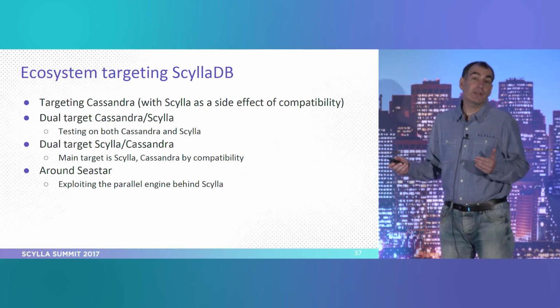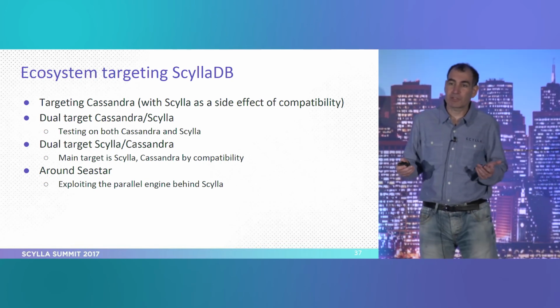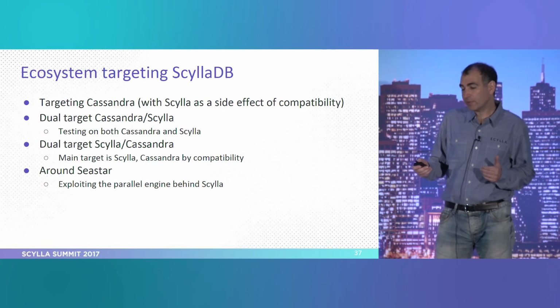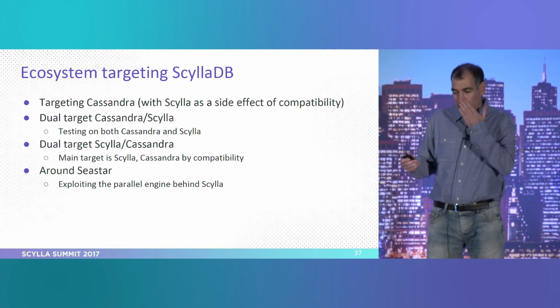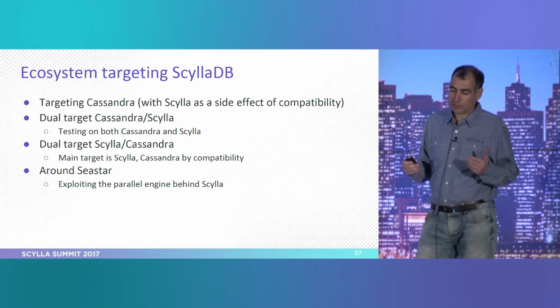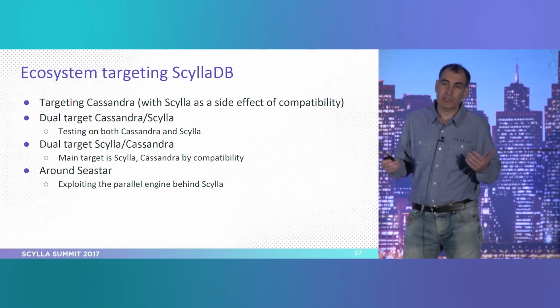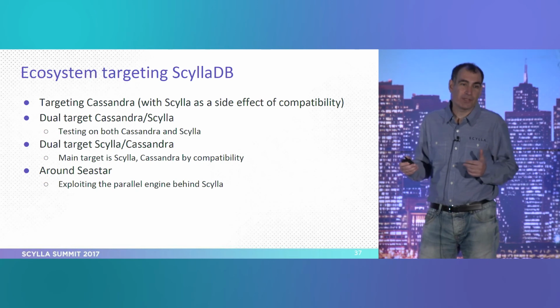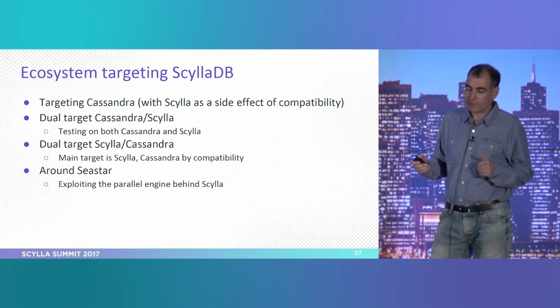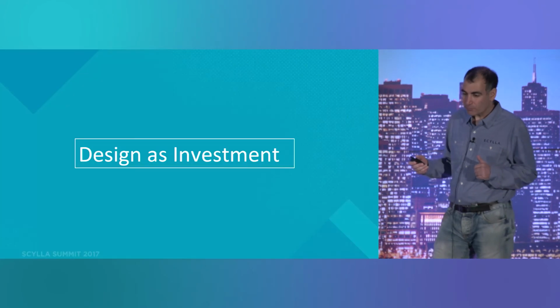We're also seeing projects that start by targeting Scylla and only have Cassandra as a side effect. And also Seastar, which is really Scylla specific. So you can see that Scylla is starting to have more weight in the ecosystem. It's not just riding on the Cassandra coattails now.